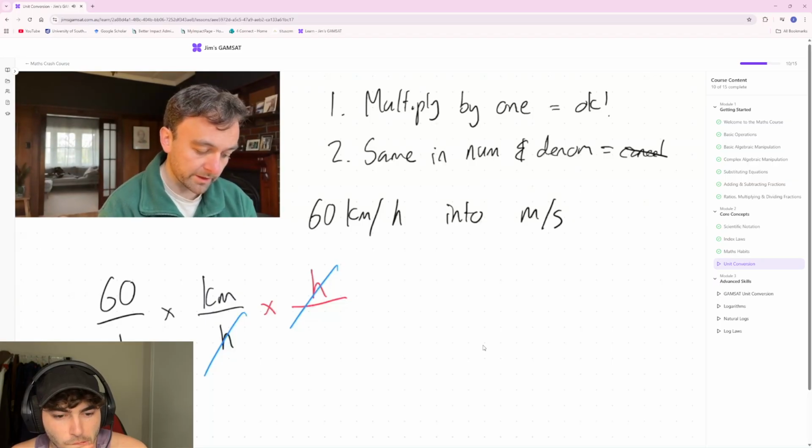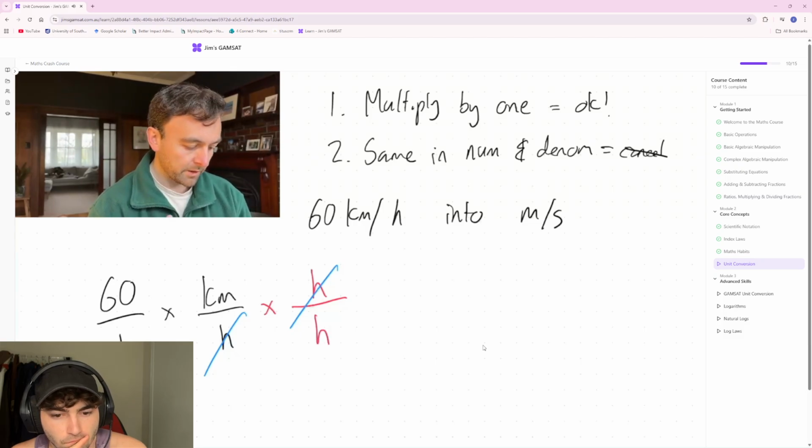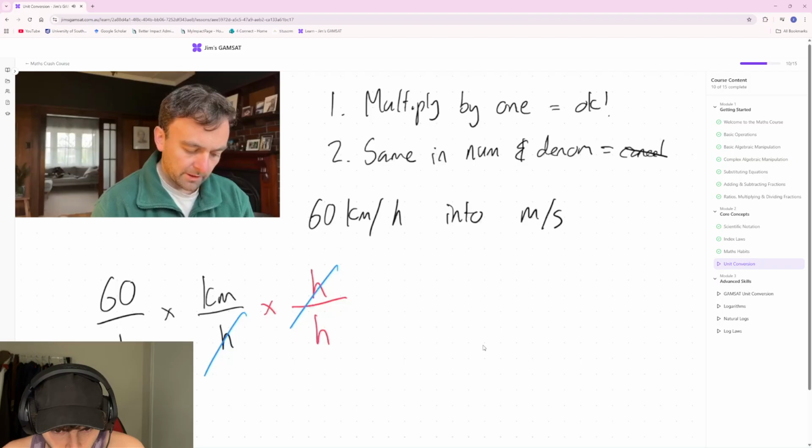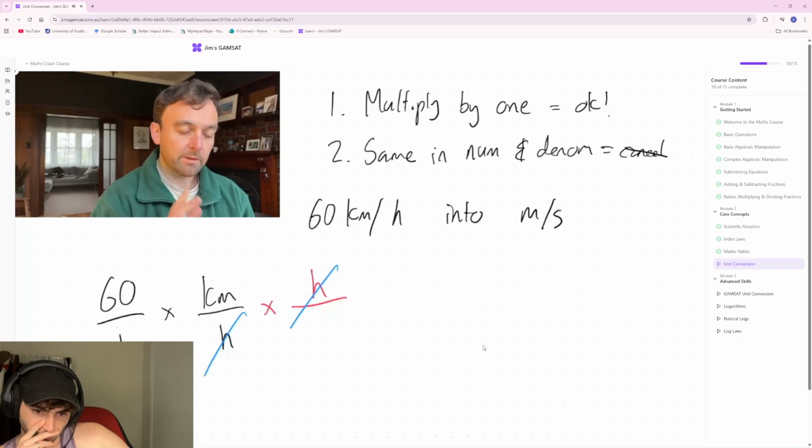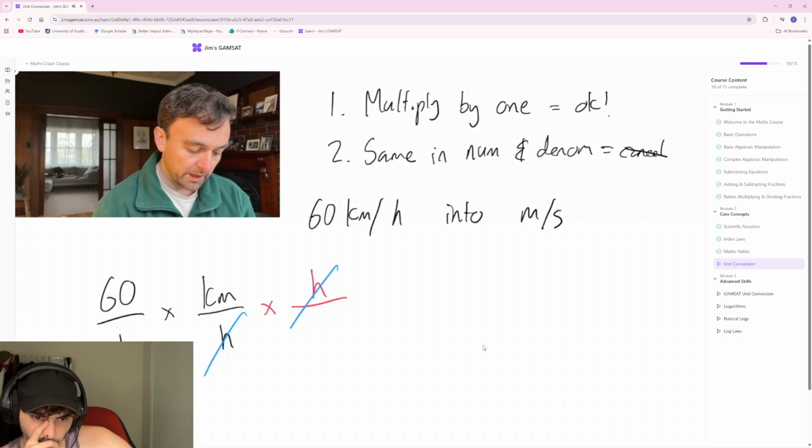So what I could do, if we think about the second rule, is I could have the same thing in the numerator and the denominator, and now that is good because I've not changed the value, but it's kind of pointless because I've just cancelled an hours, but introduced another one. However, as long as it's the same in the numerator and the denominator, we can actually put any value in there.